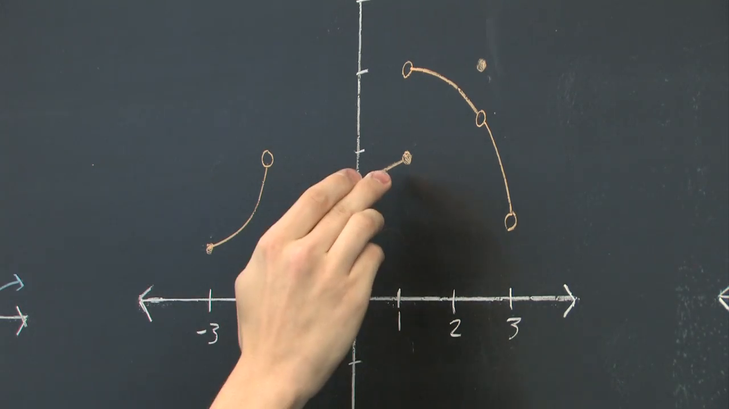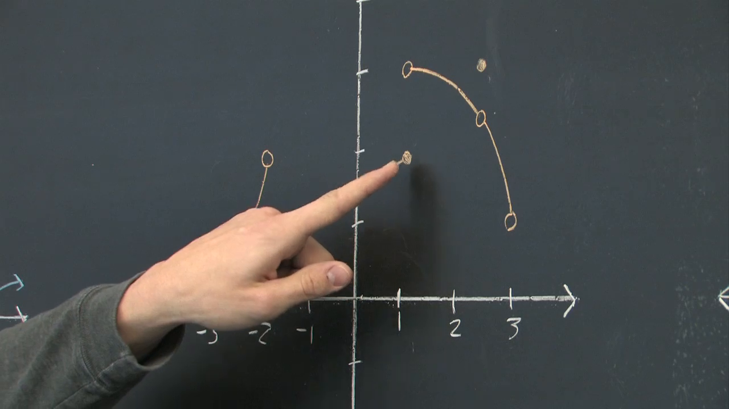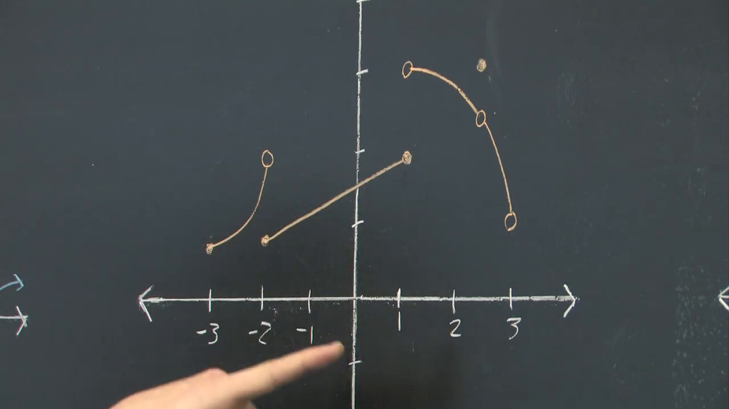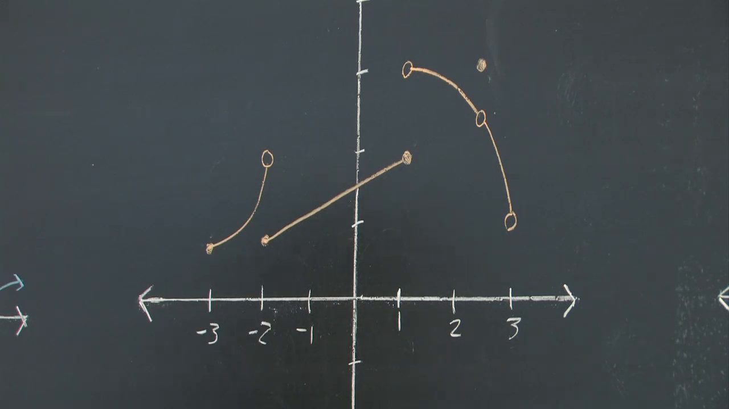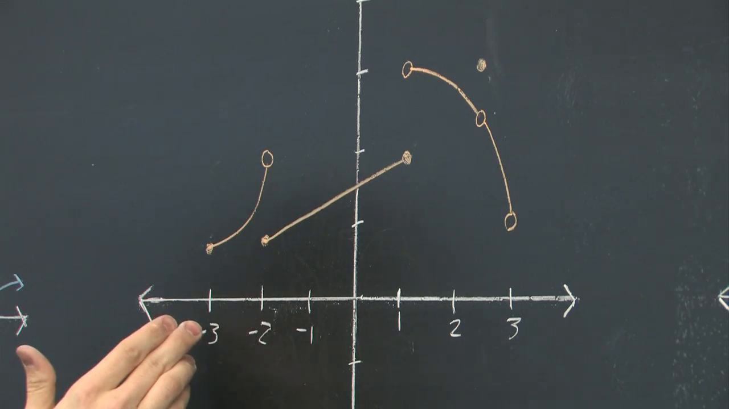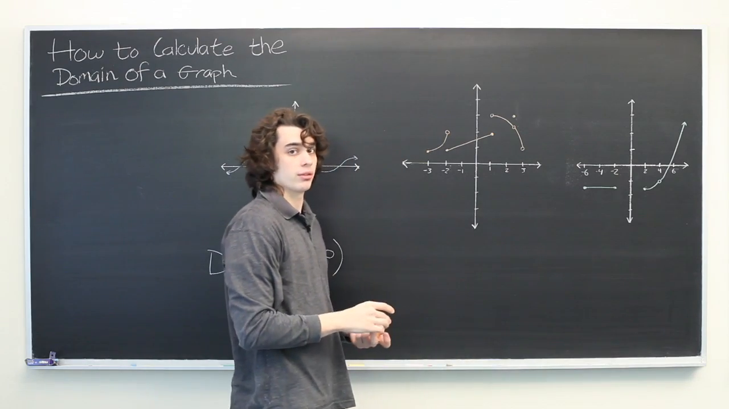But then at 1, it jumps again, from here to here. But again, we see this closed circle, which indicates that this graph is defined at the endpoint of this curve. So we can go from -3 all the way up to 1 and then onwards, and we'll still have all of its values defined.